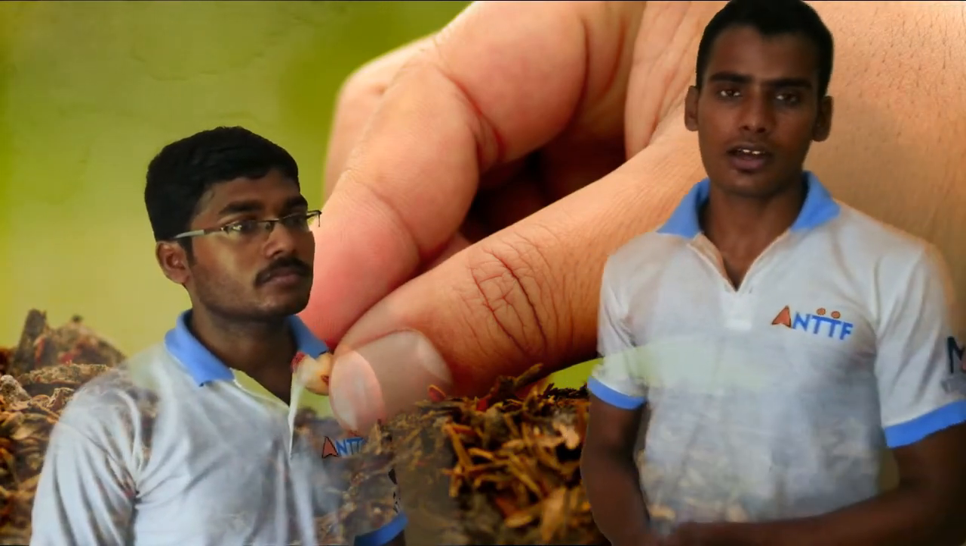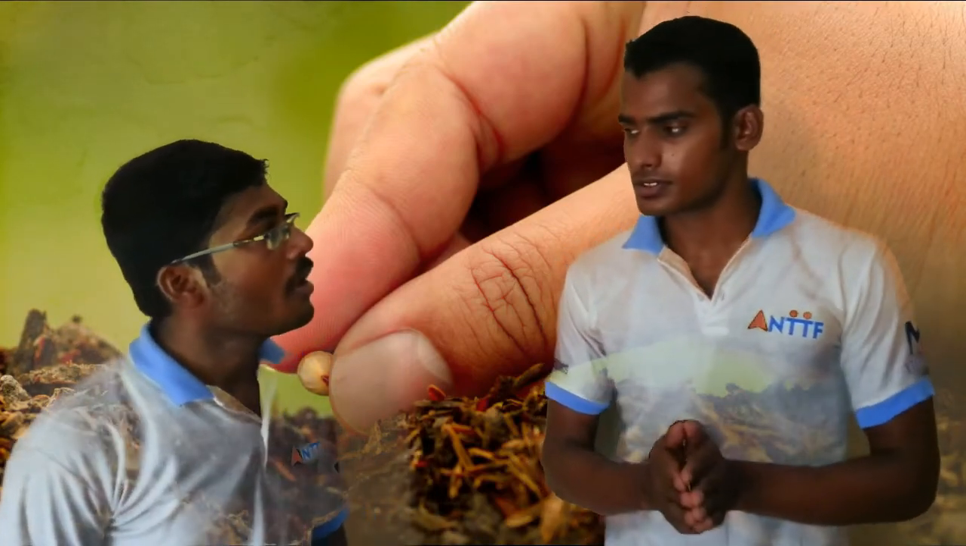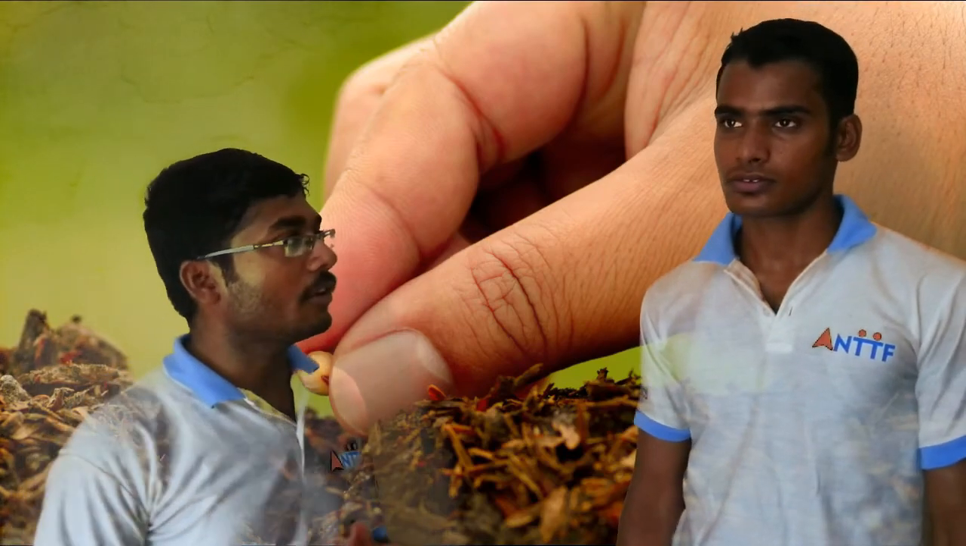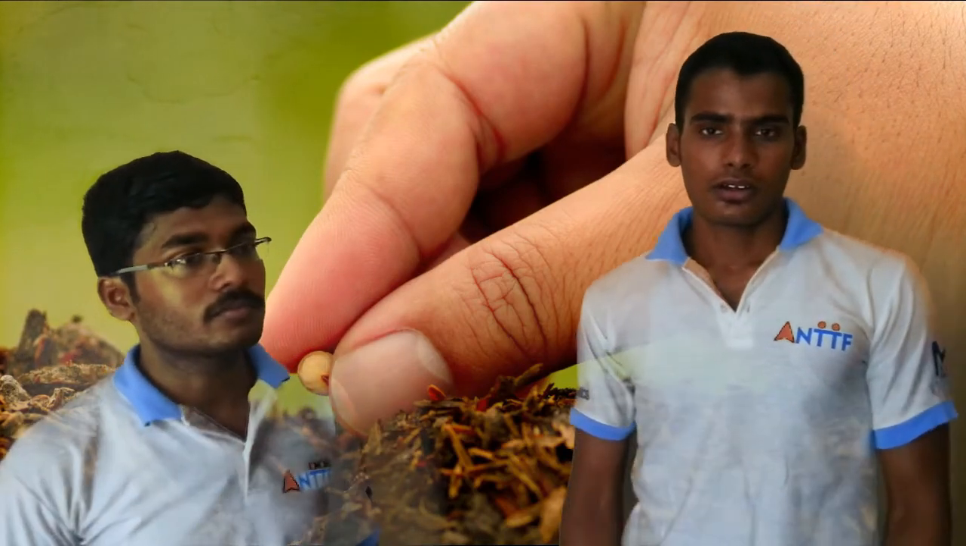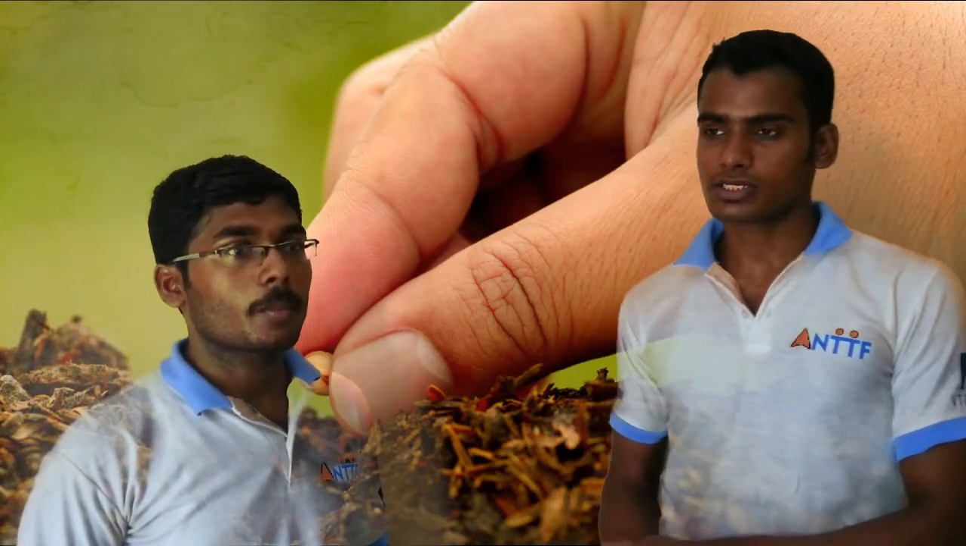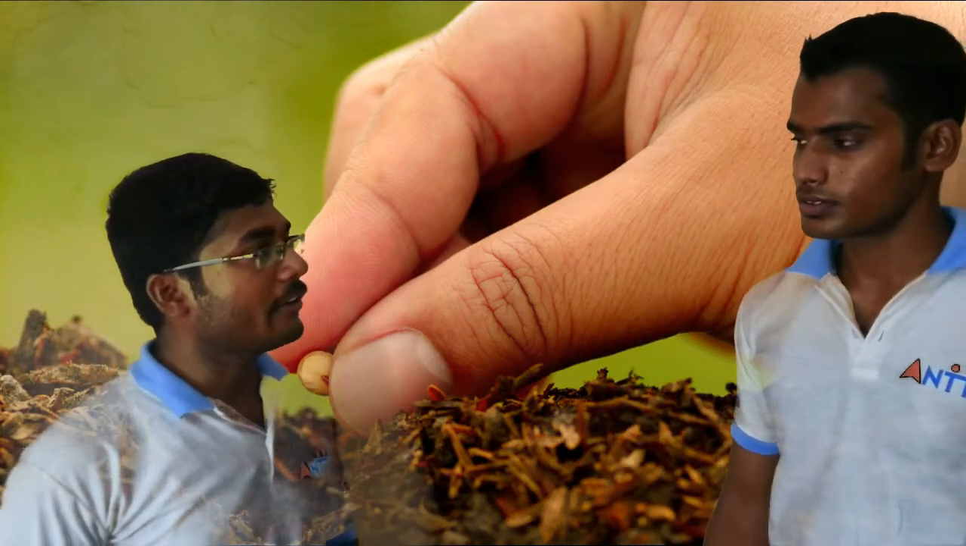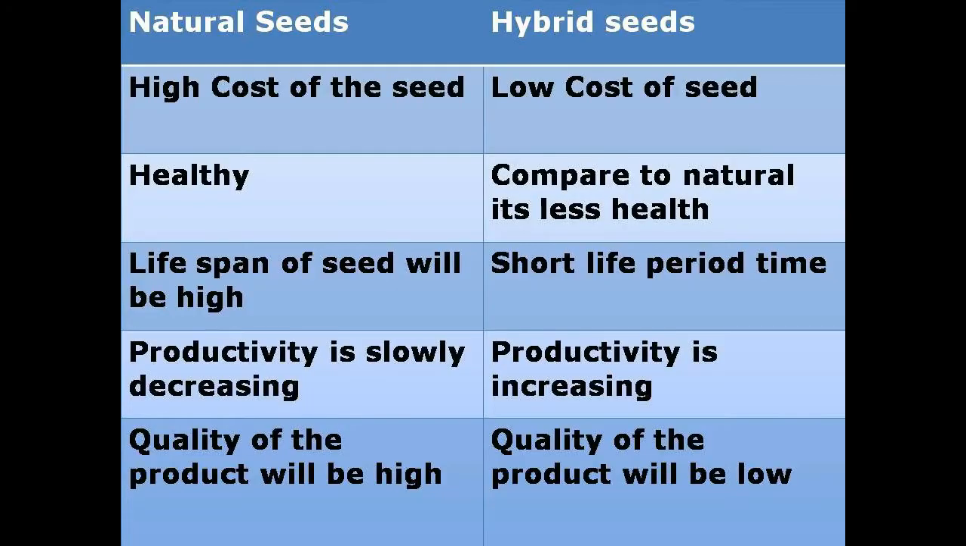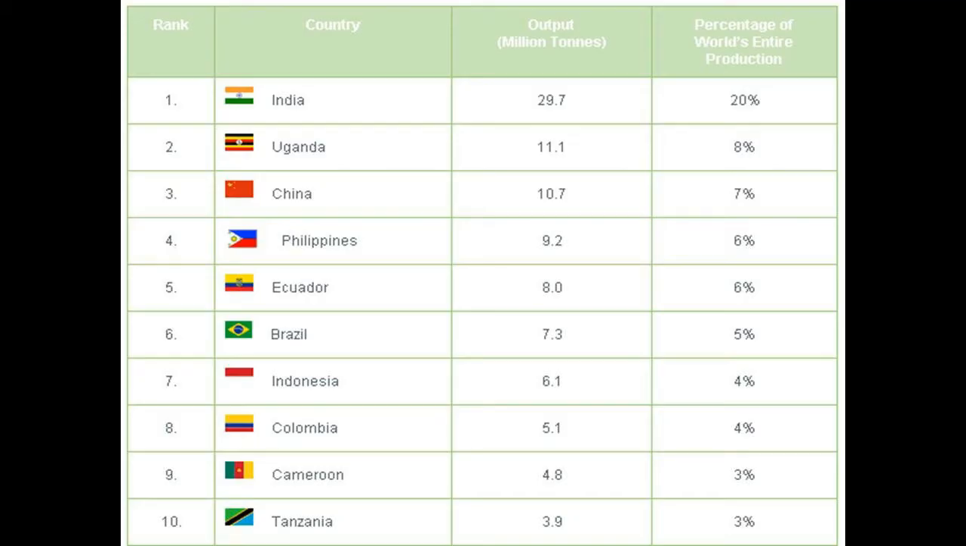Why are we using the hybrid process? By using the hybrid process, it can increase the productivity of the product and reduce the life cycle of the product. What are the functions of the hybrid process? It will produce more productivity and shorten our product life cycles. In the market, hybrid seeds are sold at low cost, so product sales will increase. It will grow in a short life period, so productivity increases.